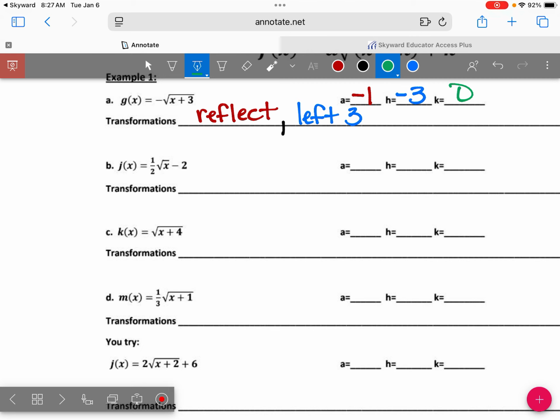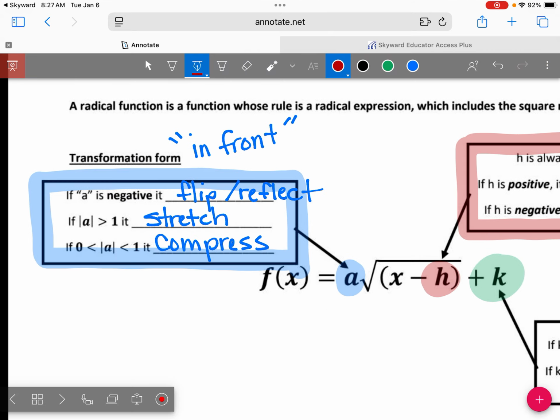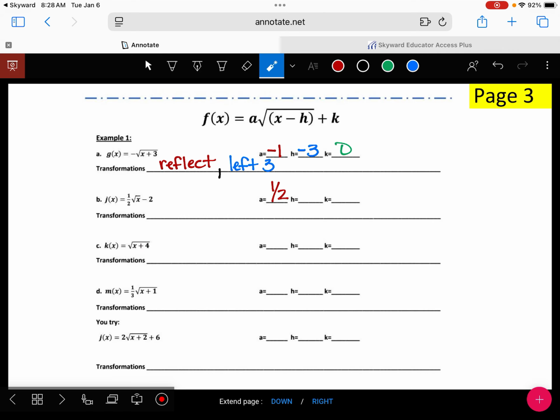All right, so A is in front. So what's the number in front of the square root? 1/2. So let me go back. A is 1/2. 1/2 is between 0 and 1, which is why we're going to say it compresses. Okay, so we're going to say that this one is going to compress.